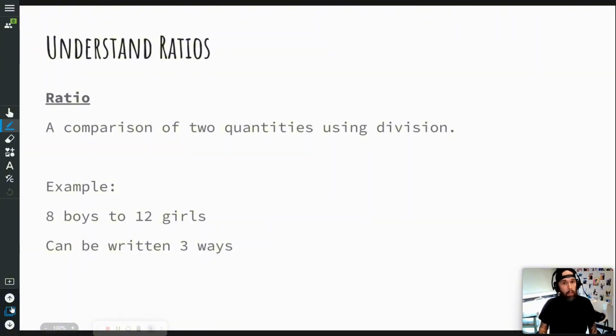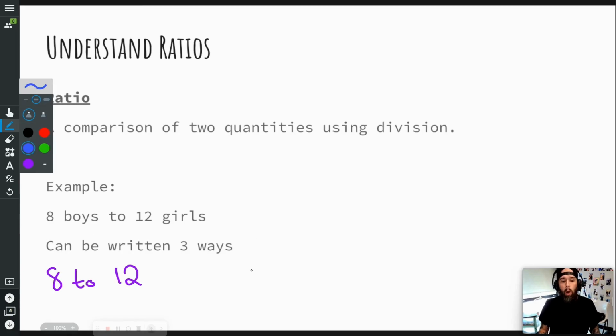Now, what is a ratio, you ask? Well, a ratio is a comparison of two quantities using division. So, for example, if I give you 8 boys to 12 girls, like what we saw in the warm-up, I can write that out as a ratio in 3 ways. One way is using just regular words, okay? 8 boys to 12 girls, you can write out as 8 to 12, just like that.